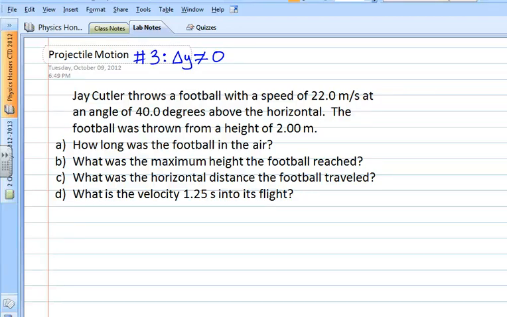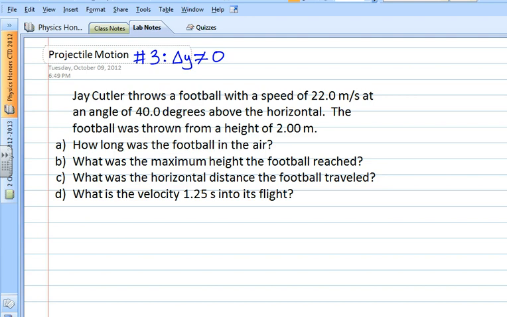Okay, welcome back everyone. So in this last projectile problem example, we're going to be looking at the third type that you'll see, and this is probably the most complex. This is one where an object begins and ends at different heights.